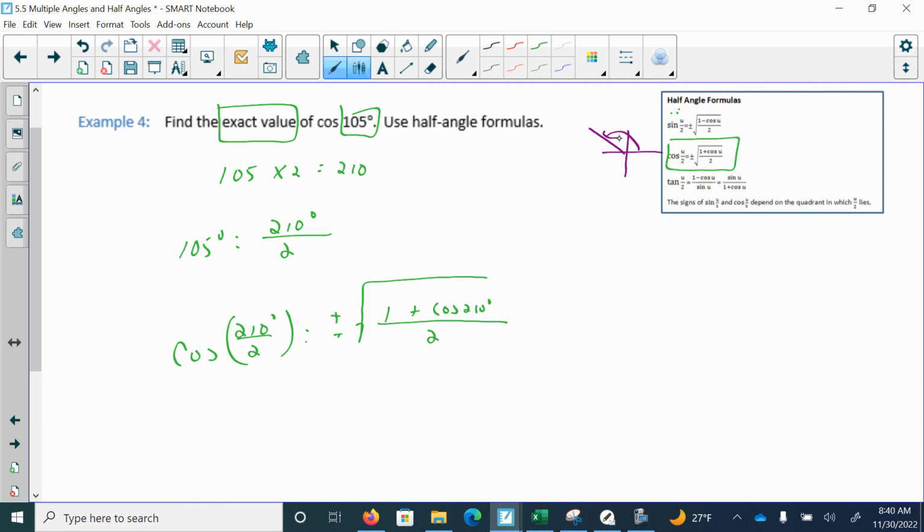I am lying to you. No, I'm not lying to you. I thought I was lying to you. So that's 105 degrees. That is in the second quadrant.